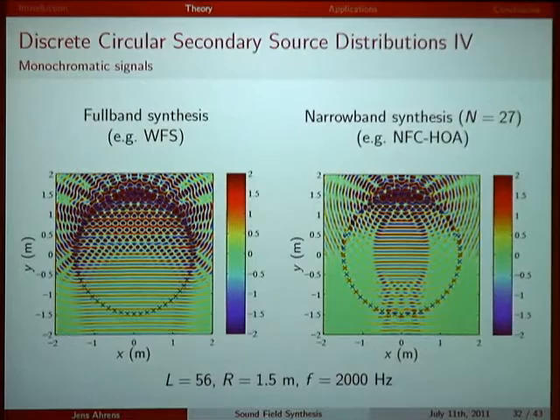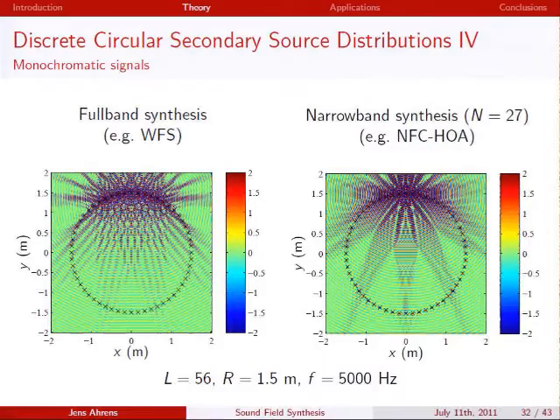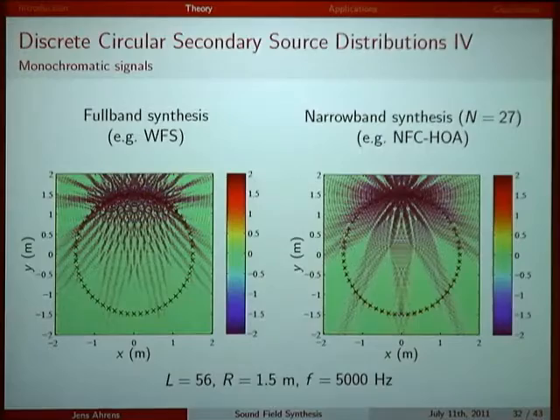In narrowband synthesis, something else happens. The sound field gets smaller and the energy concentrates around the center of the array. If you go even higher in frequency, you see that at a certain point in WFS, the entire target area is filled with artifacts superposed on the desired sound field. And in the Ambisonics example, the desired sound field gets very small, and outside you have significant artifacts.